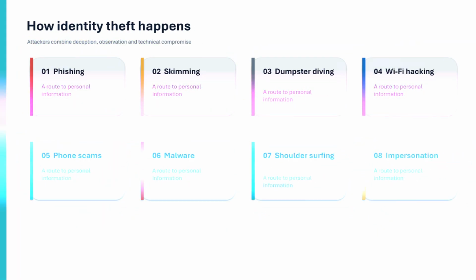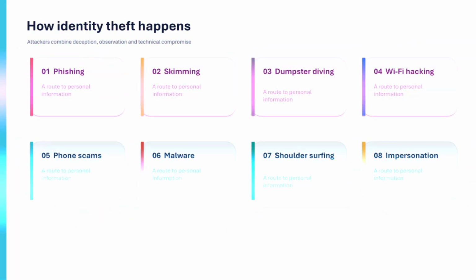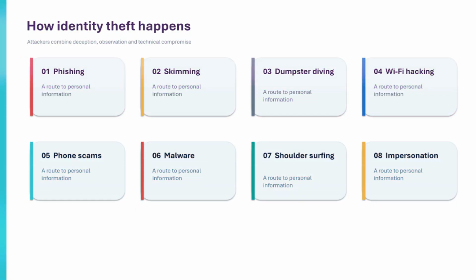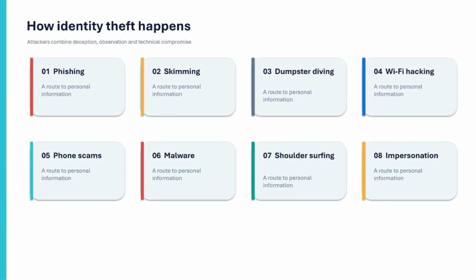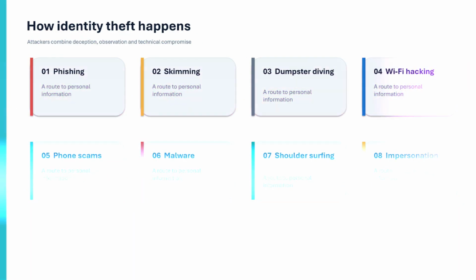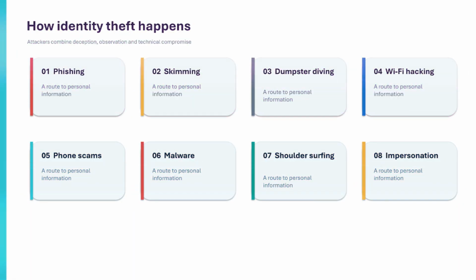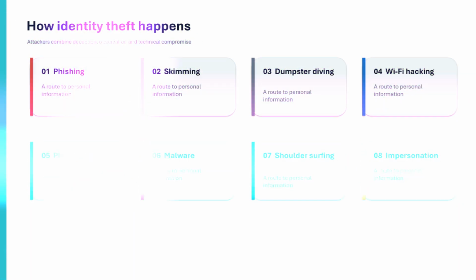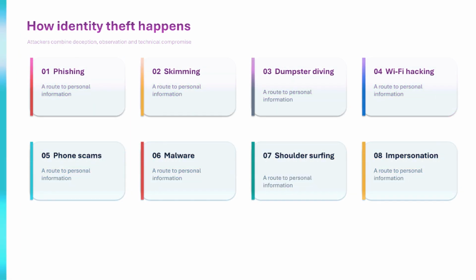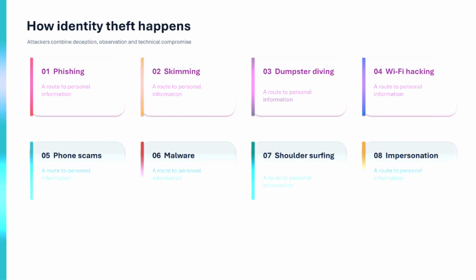The primary attack routes include phishing, card skimming, dumpster diving, unsafe Wi-Fi, phone scams, malware, shoulder surfing, and direct impersonation. These tactics frequently overlap. An attacker might phish an employee's password, use it to impersonate them, and then convince the finance department to update a bank routing number. Let us examine these common methods individually.